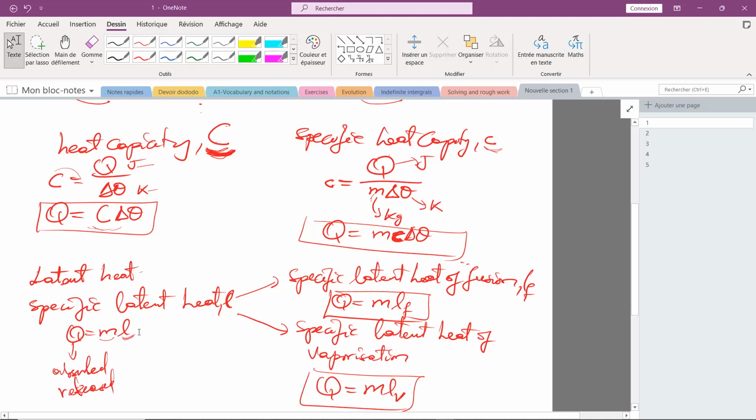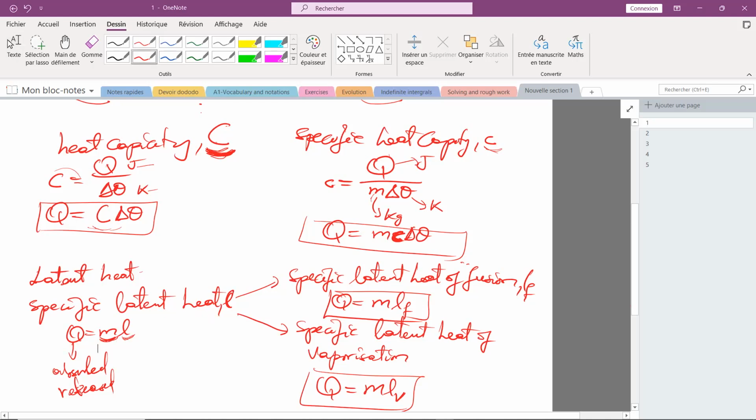Now, if you are asked to define specific latent heat, it is simply the thermal energy absorbed or released. Specific latent heat is simply the thermal energy required to change the state of a unit mass of a substance, the energy required to change the state of a unit mass of a substance without a change in temperature.